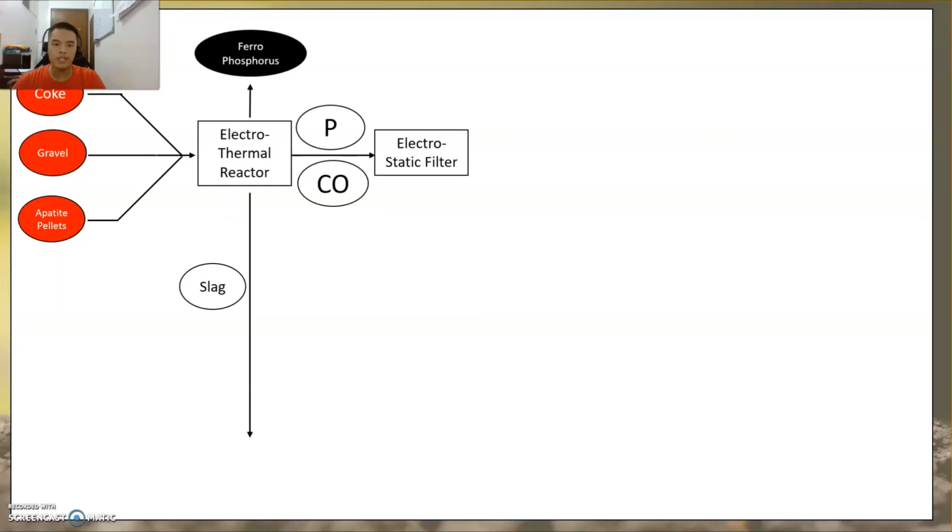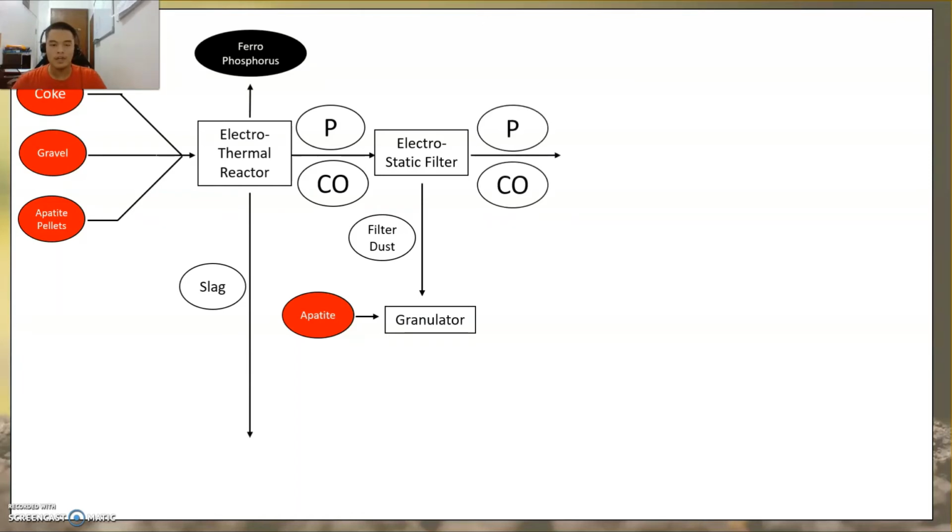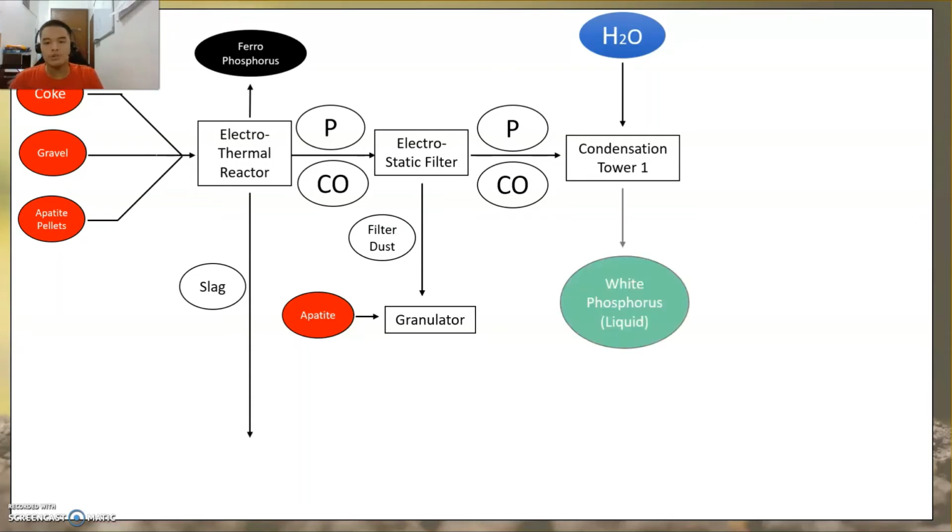This stream is therefore fed into an electrostatic filter, where one of its outputs is the filter dust. And this filter dust is fed into a granulator, where apatite is also fed into the granulator itself. Going back, the other output of the electrostatic filter is the same stream of phosphorus and carbon monoxide, and this is fed into a condensation tower, which needs water as another feed stream. This is condensation tower 1. One of its outputs is one of our needed products, the white phosphorus in liquid form.